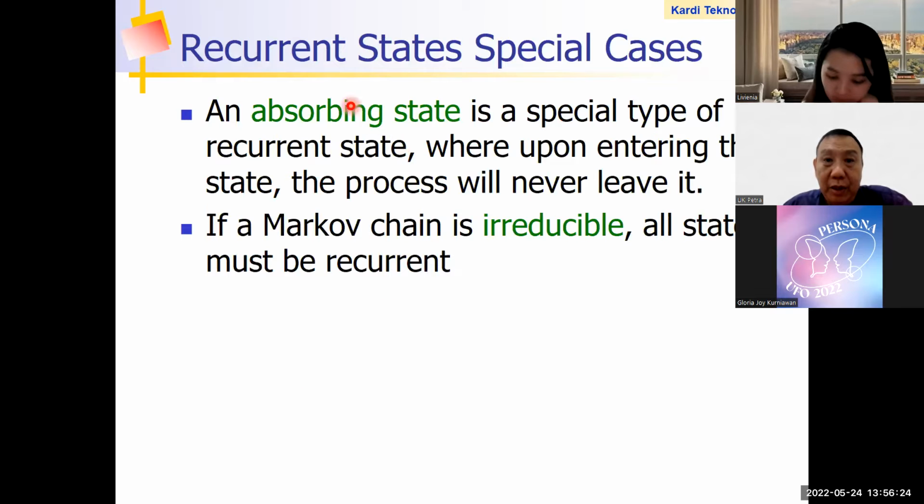How about absorbing state? The absorbing state, or the sink node, is a special type of recurrent state, because once you enter this, you will never be able to leave. And the same thing, if the Markov chain is irreducible, then all states must be recurrent.